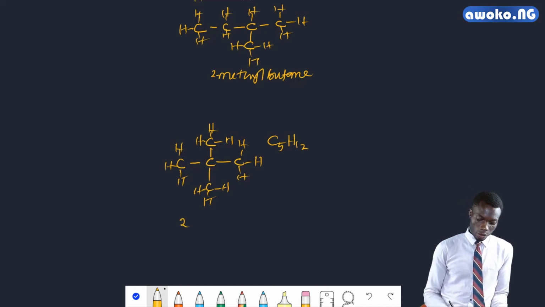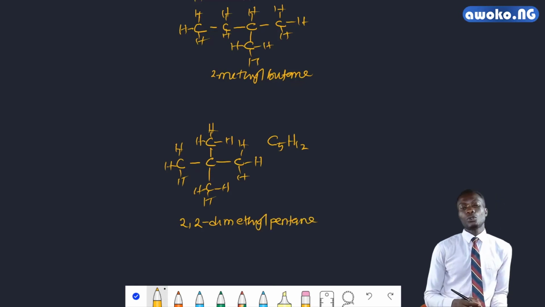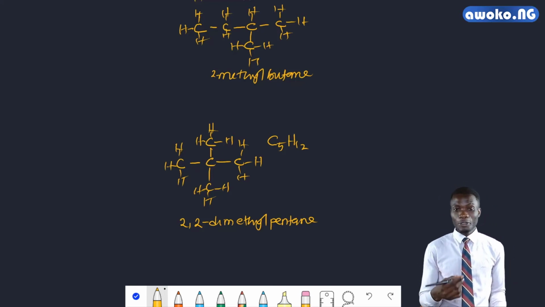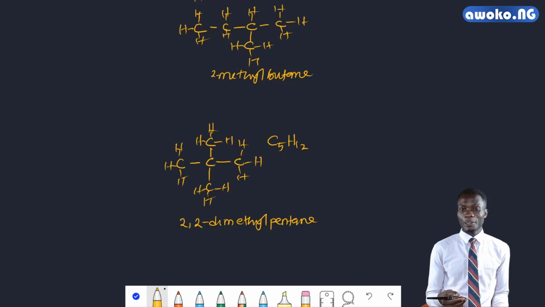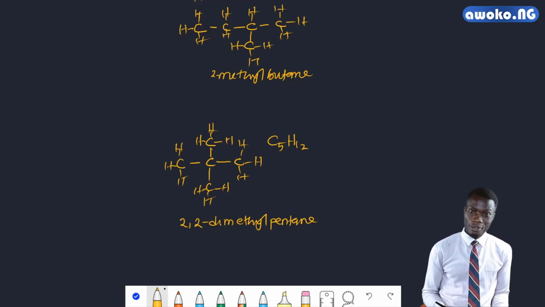This is called 2,2-dimethylpropane. I've told you once that you should not bother about the nomenclature for now. When we go into nomenclature, you're going to get a renewed mindset of naming, and this will be the easiest part of chemistry for you. But for now, just flow as we go. Don't bother about the name. This is 2,2-dimethylpropane. That is the IUPAC nomenclature of this structure, and it is another isomer of pentane.